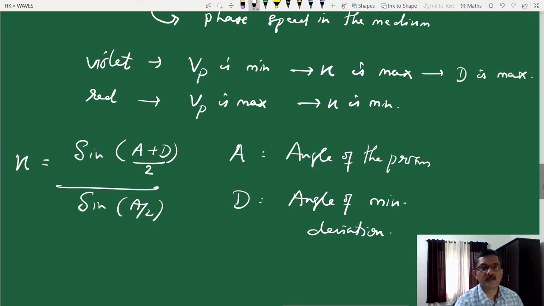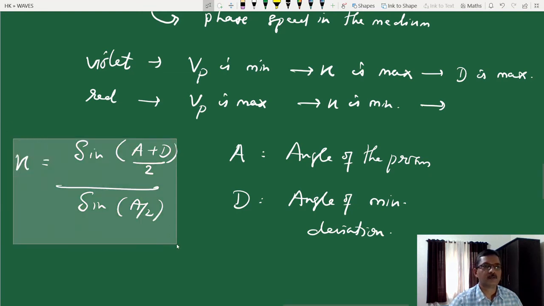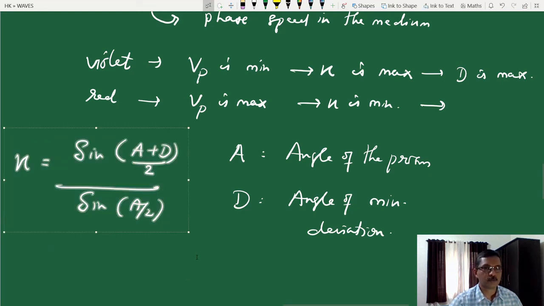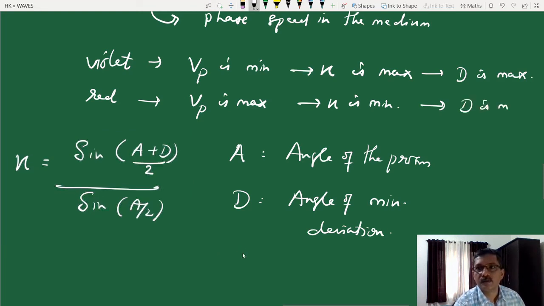Okay, for red, phase speed is maximum, that means the refractive index is minimum. Then from this expression, refractive index is equal to sine of (A plus D) by 2 divided by sine of A by 2. D is in the numerator, so if refractive index is minimum, D is minimum. So when white light is passed through a glass prism, deviation is maximum for violet and minimum for red. In between, the other colors will be deviated.